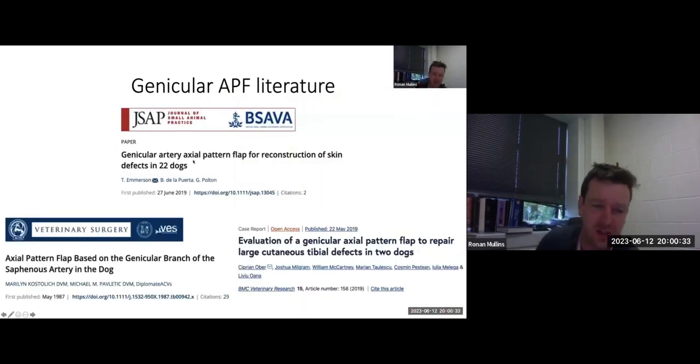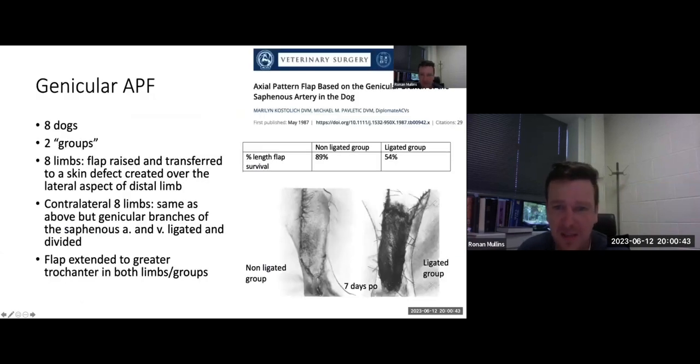In terms of the literature, you'd expect there to be more published on this, but there isn't really a lot. So these are the main 3 papers. One of these is an older sort of experimental study from Pavletic. So they had 8 dogs, and each dog acted as its own control. Basically, they created 2 groups.